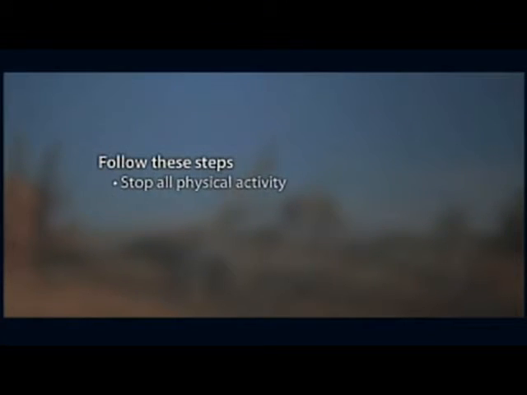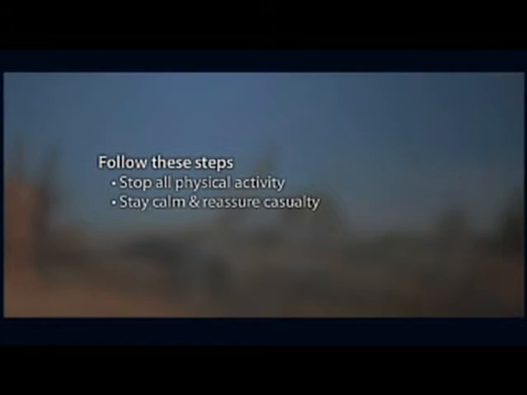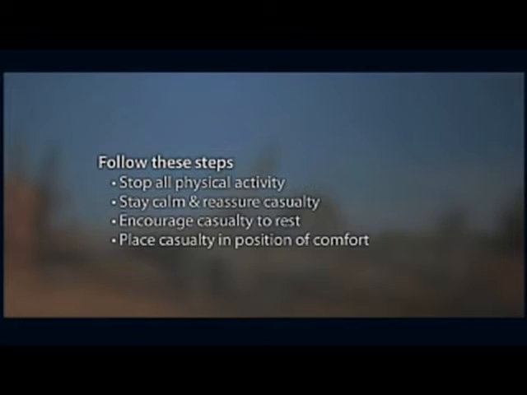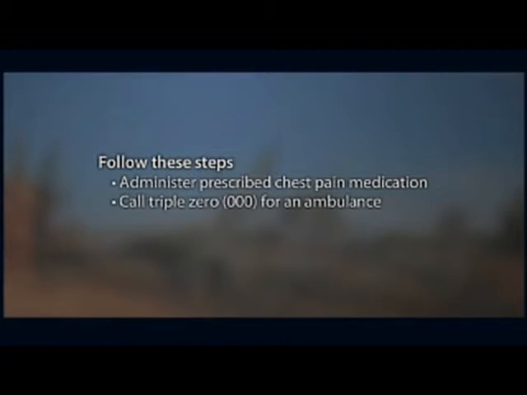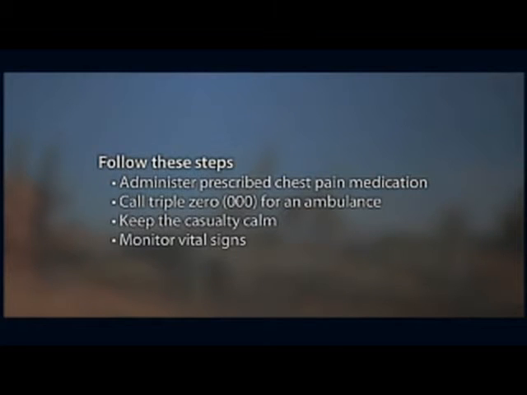Okay, let's recap. When treating a casualty for angina or heart attack, follow these steps. Have the casualty stop all physical activity, remain calm and provide reassurance. Encourage the casualty to rest. If the casualty is conscious, place them in a position of comfort, usually sitting up to assist with their breathing. Provide assistance to the casualty in taking any prescribed medication they have to treat episodes of chest pain or discomfort from angina. Call 000 for an ambulance immediately. Keep the casualty calm. Regularly monitor and record the casualty's vital signs. And if the casualty is or becomes unconscious, call 000 for an ambulance immediately.